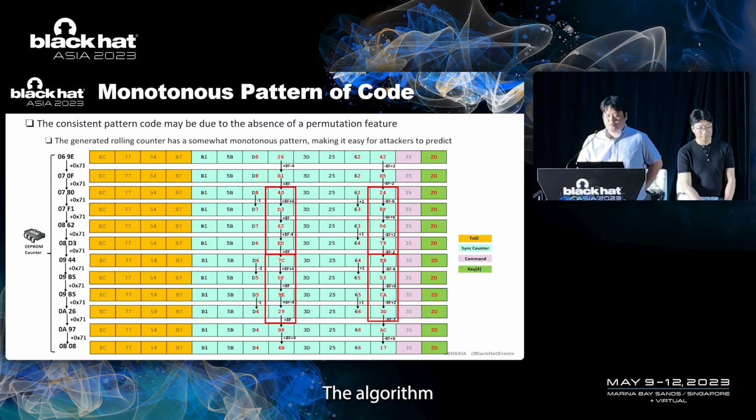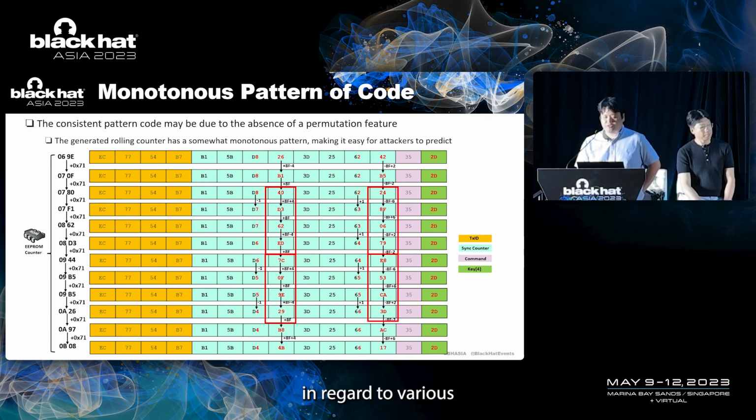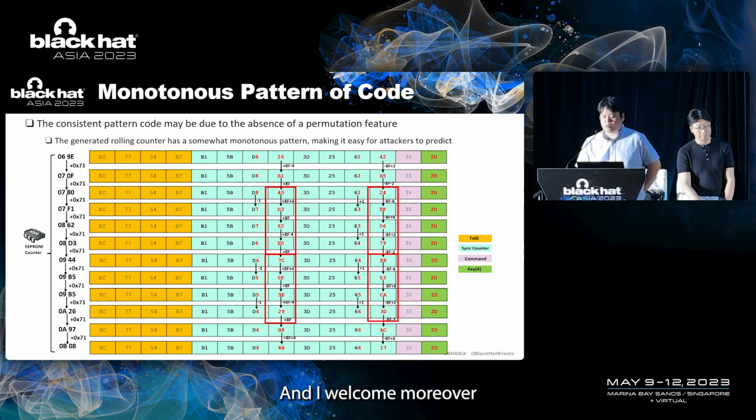The algorithm produces an 8-byte rolling code with generally insignificant variation in result values, because its inconsistent pattern may be due to the absence of a permutation in the encryption algorithm. Moreover, the bytes that did exhibit noticeable change showed a clear pattern of increase or decrease. This observation suggests that the algorithm may have vulnerabilities in terms of its security.